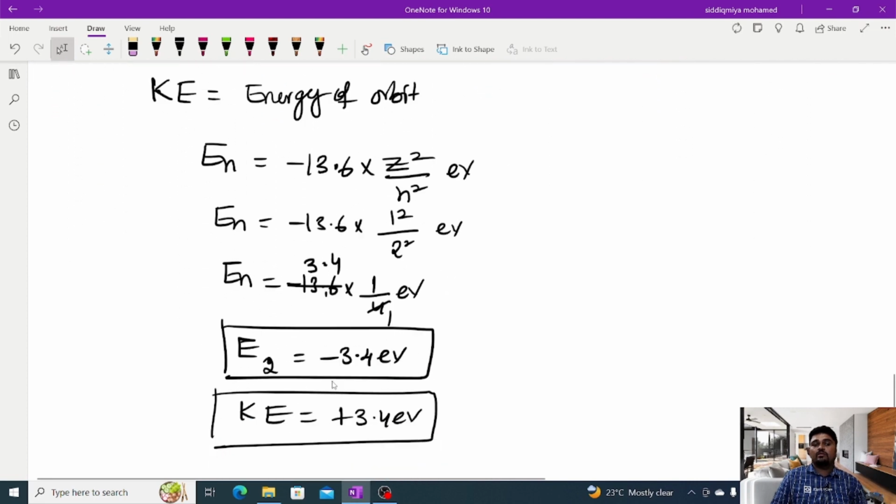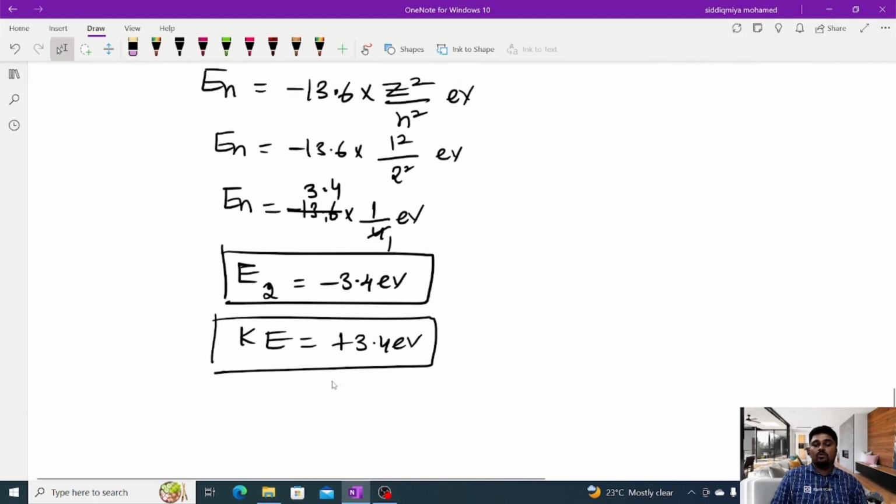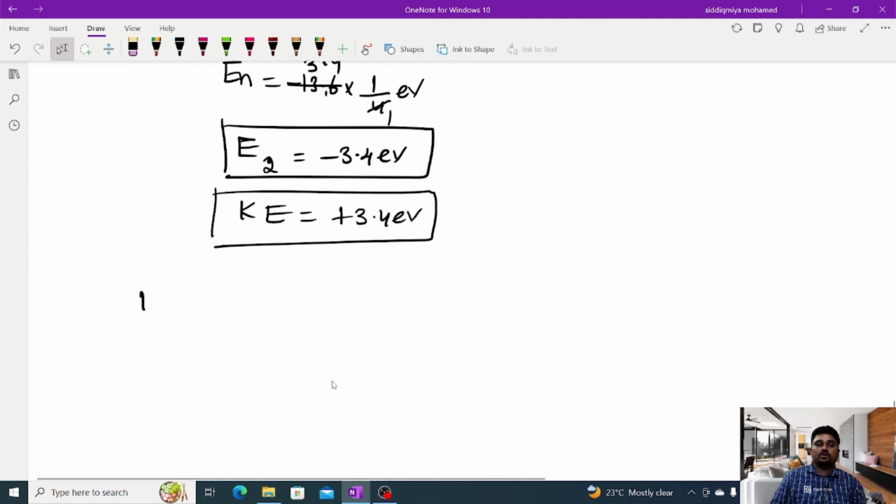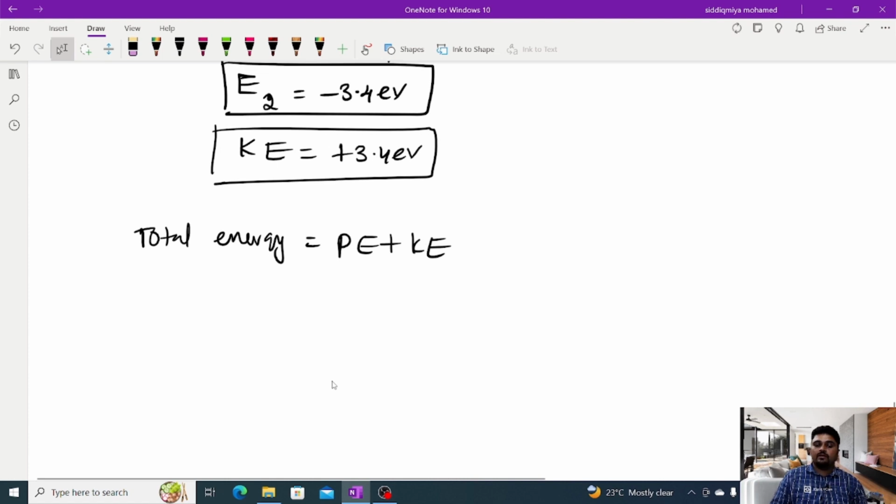Now you have to find out the potential energy. How to find out potential energy? The total energy is equal to potential energy plus kinetic energy. From this, potential energy is equal to total energy minus kinetic energy.